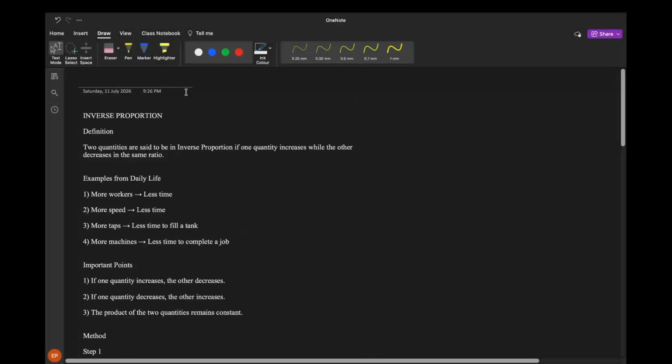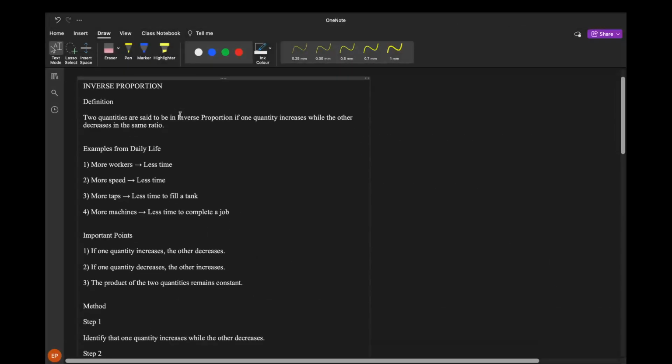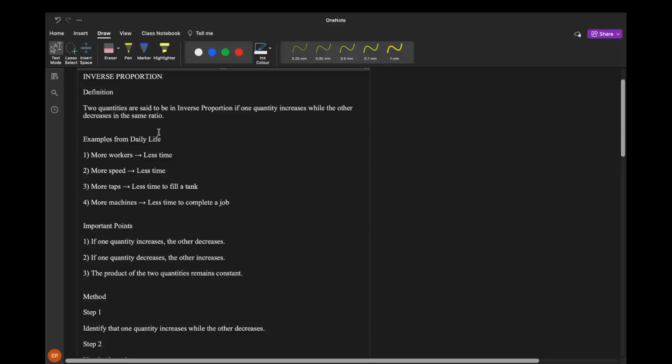Hello everyone. In this video, we'll see inverse proportion. Two quantities are said to be in inverse proportion if one quantity increases while the other decreases in the same ratio. It is just the opposite of direct proportion.